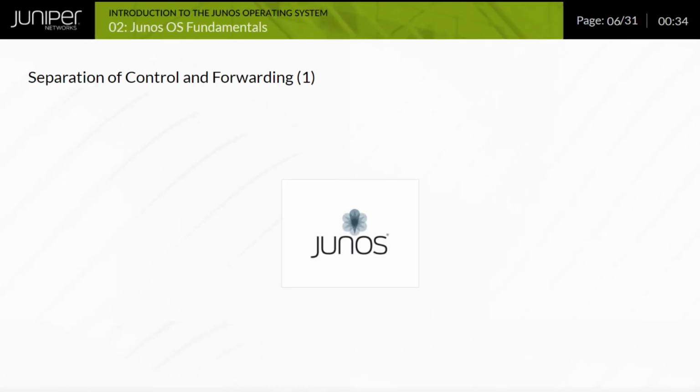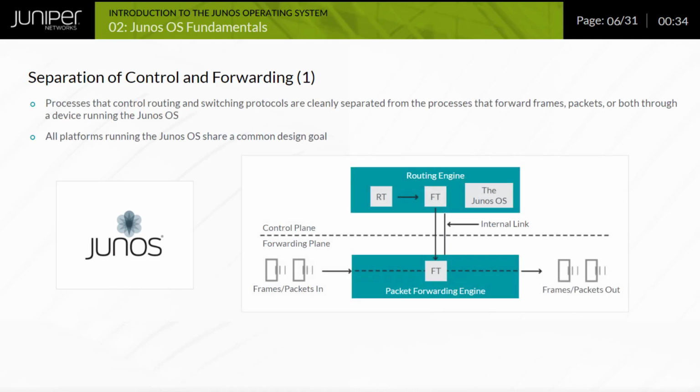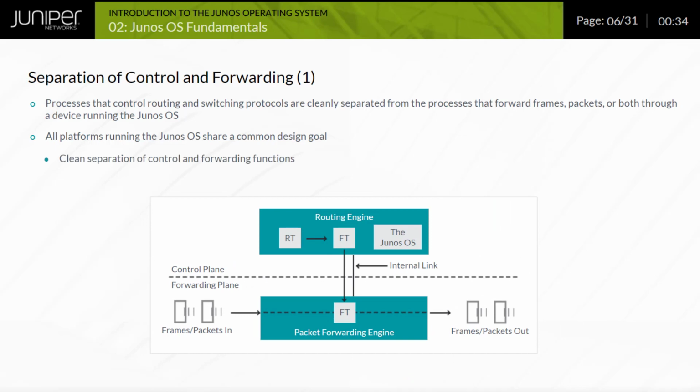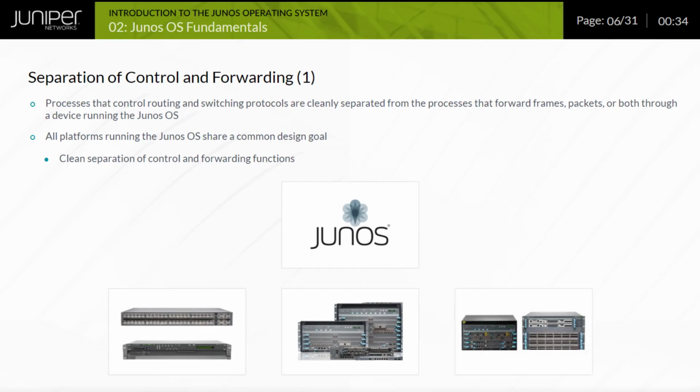Another aspect of Junos modularity is the separation of the control plane and the forwarding, or data, plane. The processes that control routing and switching protocols are clearly separated from the processes that forward frames, packets, or both through a device running the Junos OS. This design enables you to tune each process for maximum performance and reliability. The separation of the control and forwarding planes is one of the key reasons why the Junos OS can support many different platforms from a common code base.